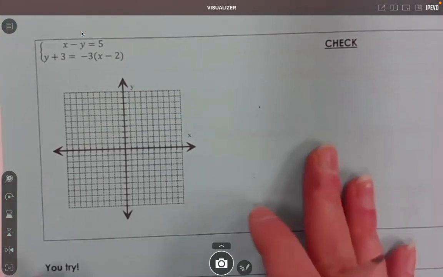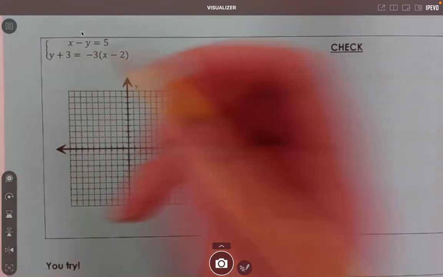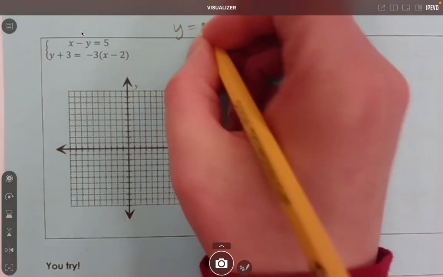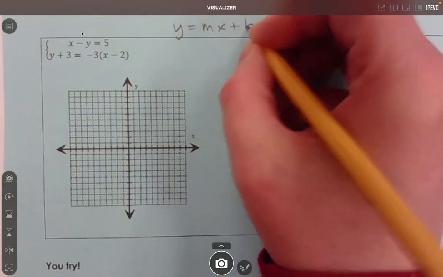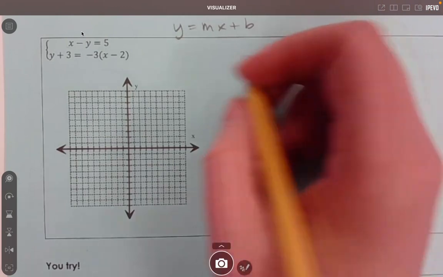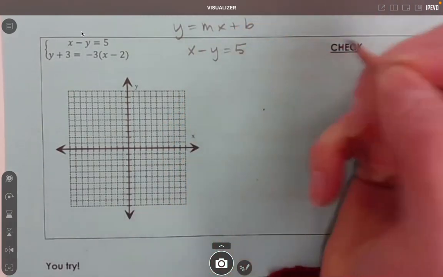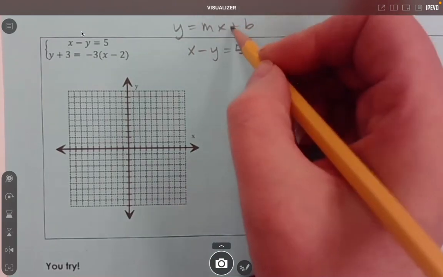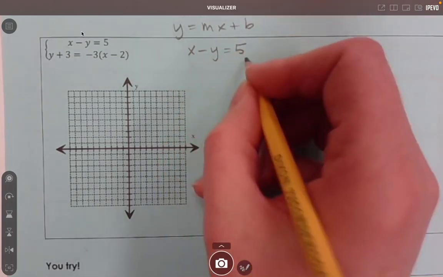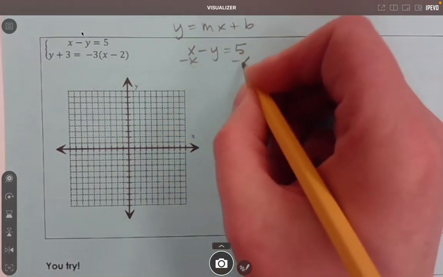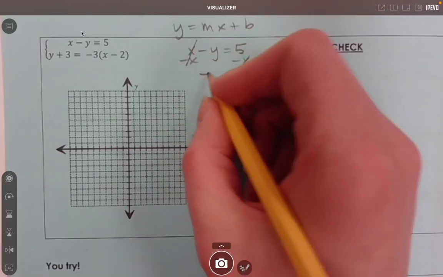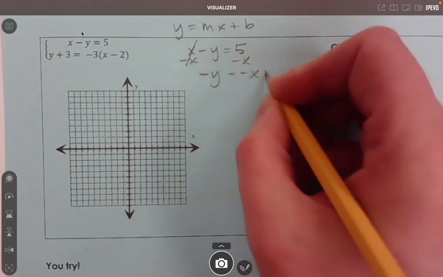So on the back, I have a system, and this one's not y equals mx plus b. So I want to graph things that are y equals mx plus b. If it's not y equals mx plus b, I have to do a little bit of work. So this one has x minus y equals 5. So in order to make it look like this, I'm going to have to move my x to the other side by subtracting. So now I have -y equals -x plus 5.